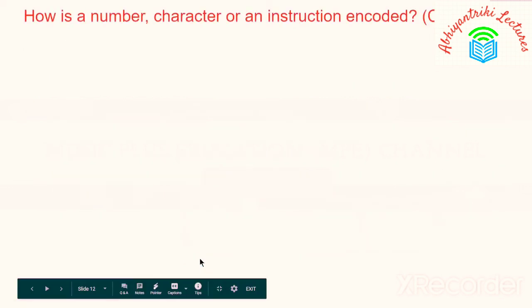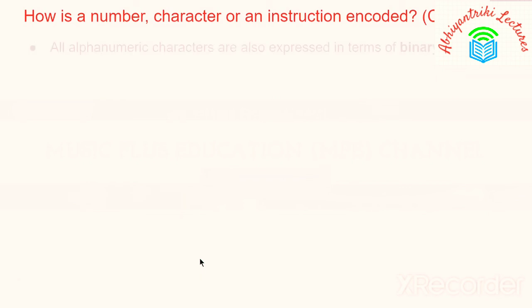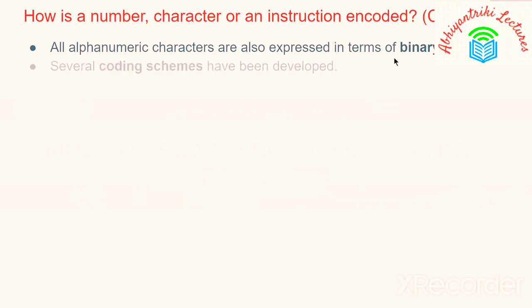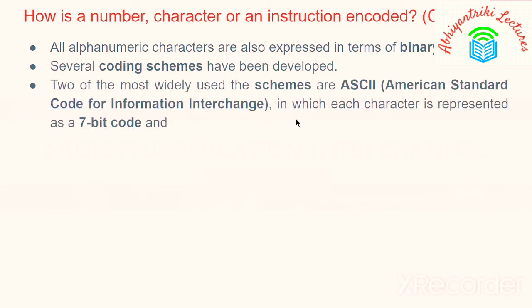Okay, this is a continued part. All alphanumeric characters, that is alphabets and numbers; numeric means numbers. Characters are also expressed in terms of binary codes. Several coding schemes have been developed, that is what we have discussed, right? ASCII, American Standard Code for Information Interchange, in which each character is represented as a 7-bit code. How many bits? 7-bit for ASCII.